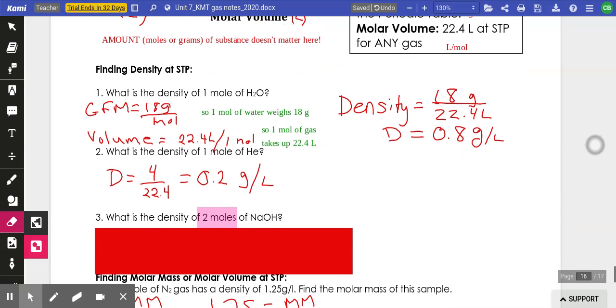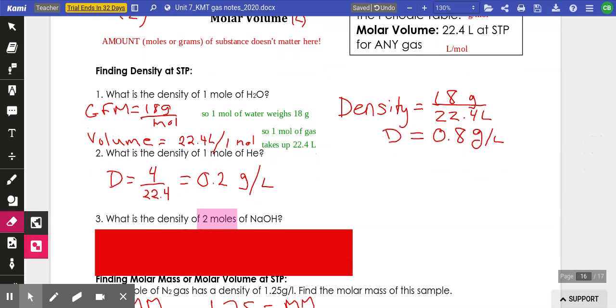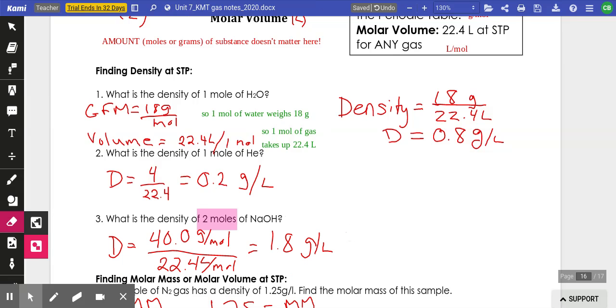For number 3, the question is, what's the density of 2 moles of NaOH? The thing to be careful of here is that the 2 moles actually doesn't matter. So you can still just find the GFM of NaOH and use that to calculate the density. Go ahead and try that now. Okay, did you get this as your final answer? Hopefully.